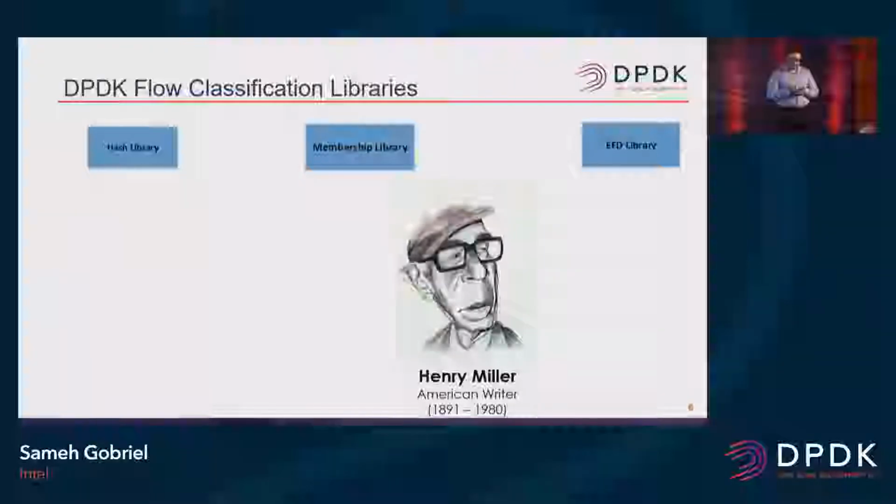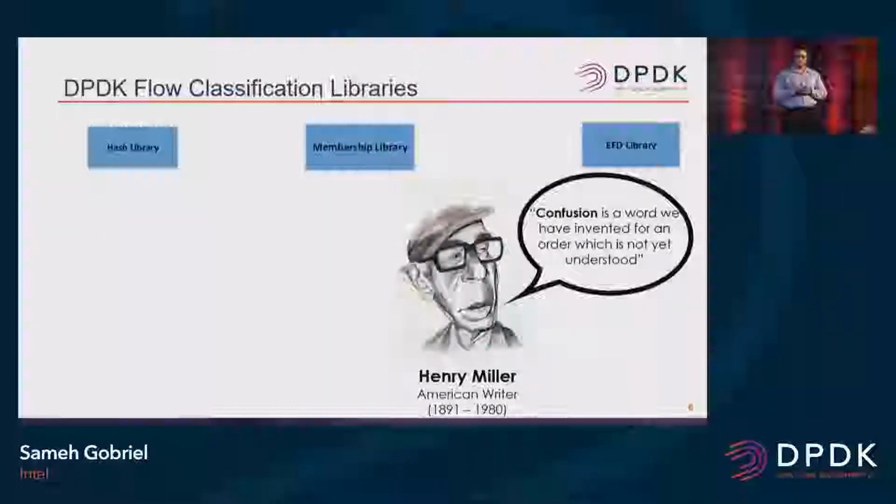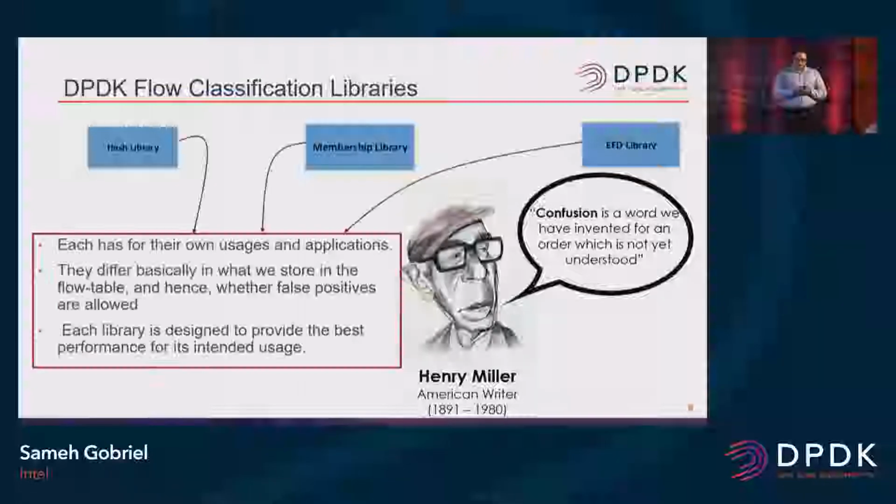And if you know this guy, his name is Henry Miller. He is a very well-known American writer who lived in France most of his life. But he has a very famous saying: "Confusion is a word we have invented for an order which is not yet understood." So what I'm trying to establish here is to have an order, or try to understand when to use each of these libraries.